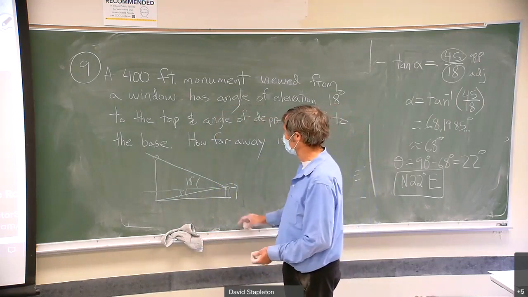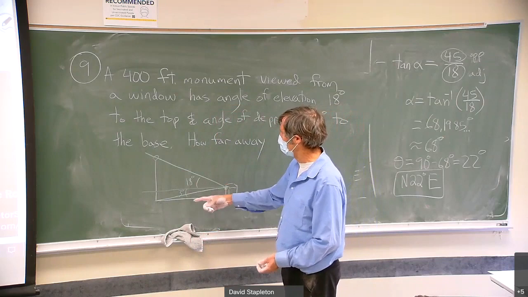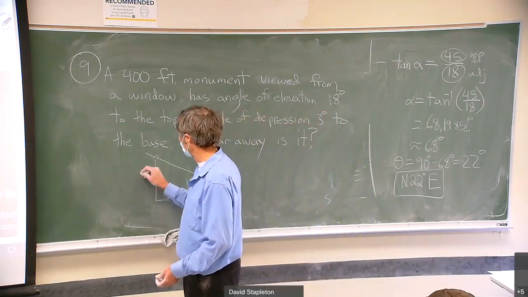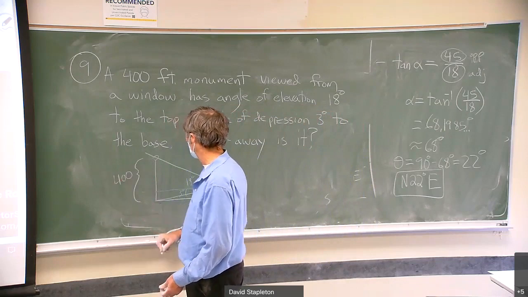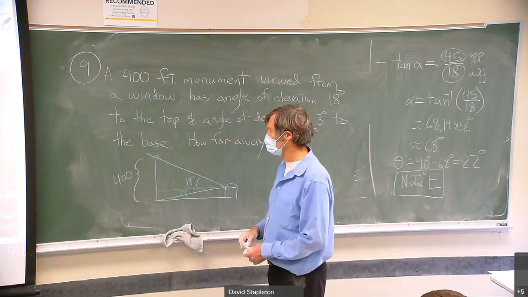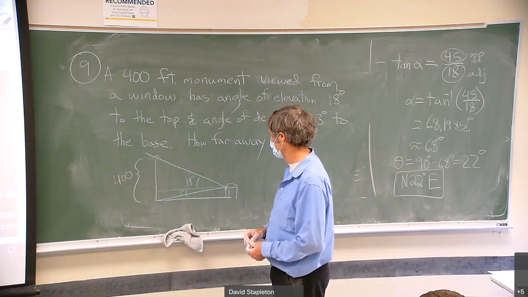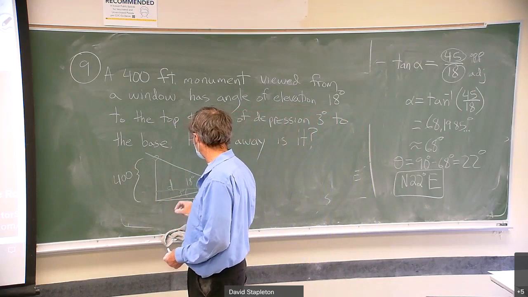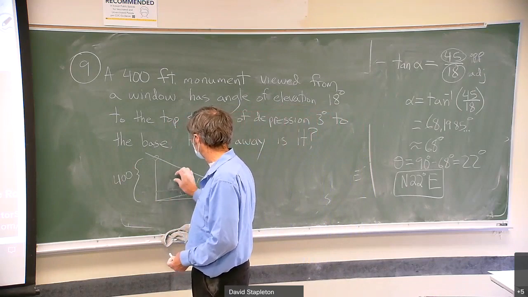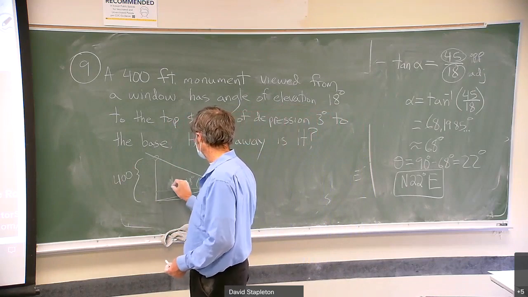You want to write that in too, right? These are the givens: 3 degrees, 18 degrees, and one more. This whole thing is 400 feet tall. So there's all the givens. Then you write in what you want to find, right? I want to find this distance D. So I could call it D, or maybe I should just call it B or something. This is also the base down here.